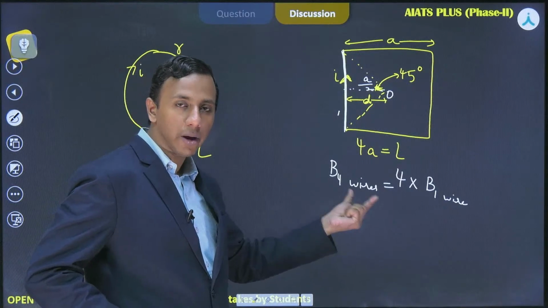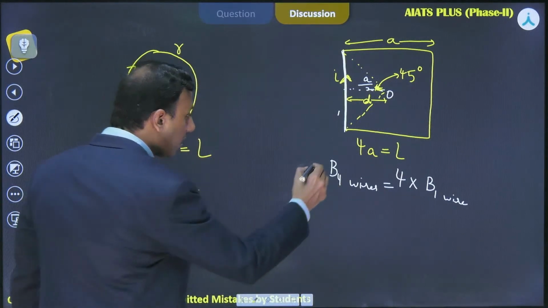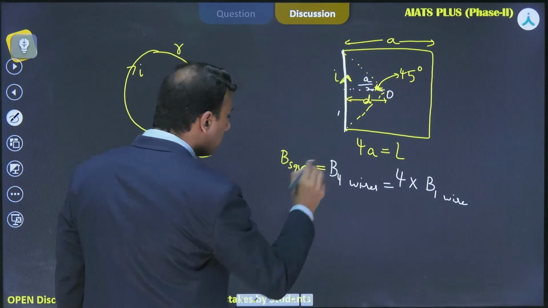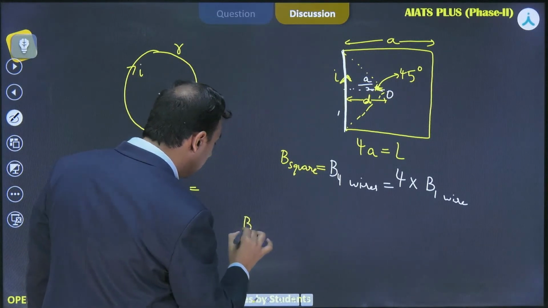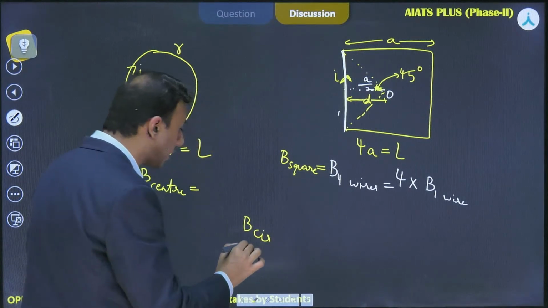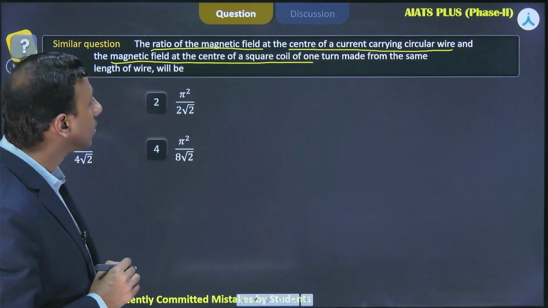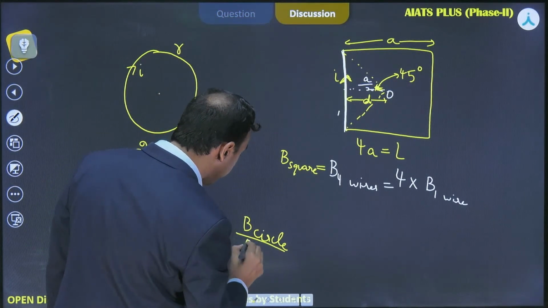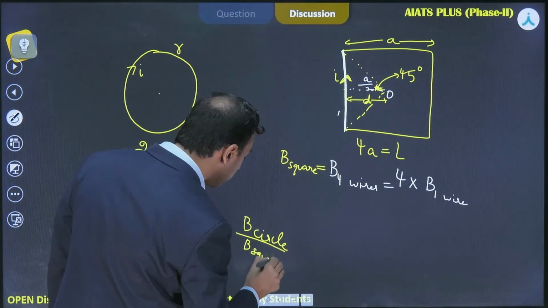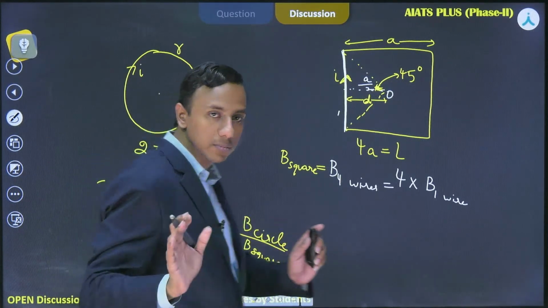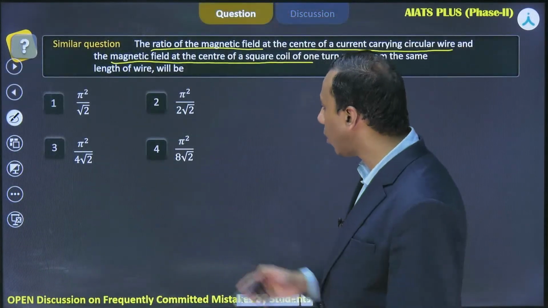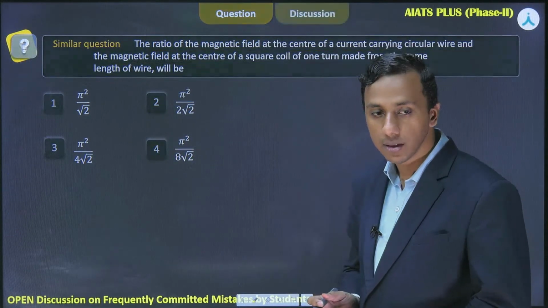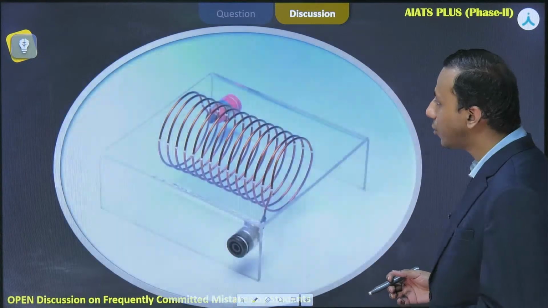And what you have to do? Find the ratio. And this becomes what? Magnetic field due to square, right? And finally you have to find the magnetic field due to circle by square, isn't it? Yeah, first circle is written. So magnetic field due to circle by magnetic field due to square. This you have to find out. And if you solve, you will get this one as the answer. You can check it out yourself.